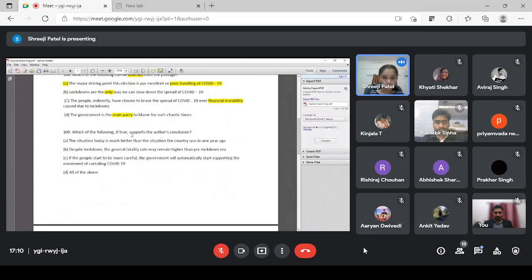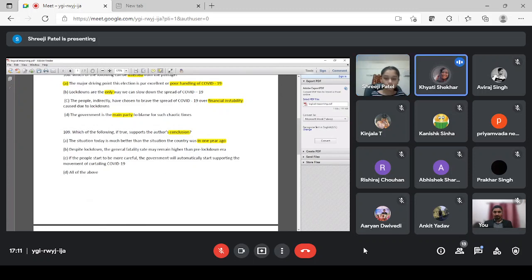Which of the following, if true, supports the author's conclusion? So this question would talk about what was our conclusion. We would follow the same technique, like we would eliminate the options that are really extreme. So the first option is the situation today is much better than the situation the country was in 1 year ago. It wasn't talked anywhere what our situation was 1 year ago or what it would be after some time. Therefore, this cannot be our answer because it wasn't talked about anywhere in the passage.